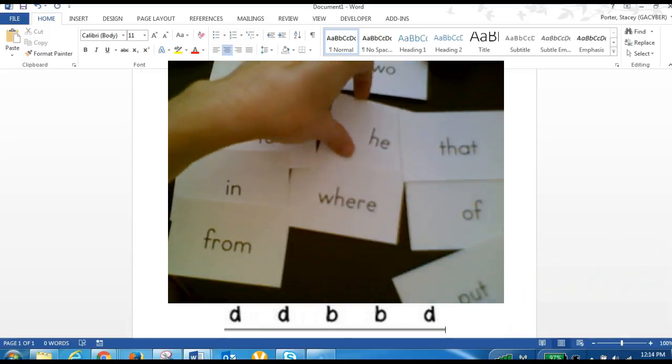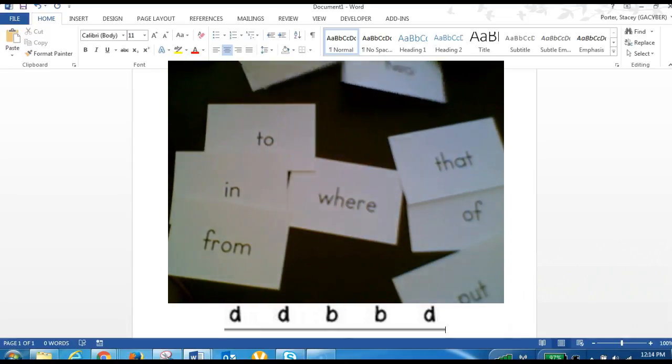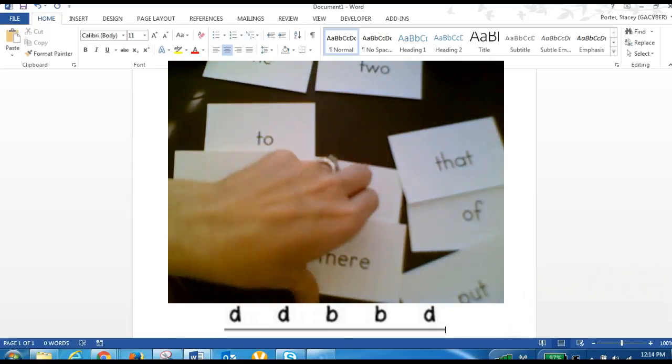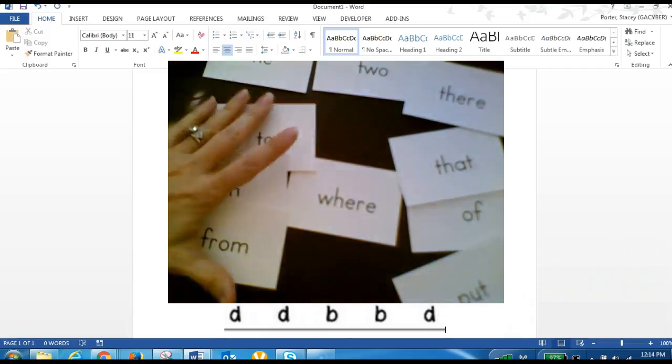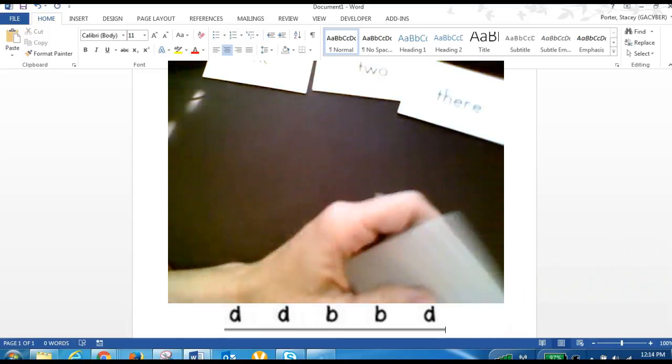Oh, I know. He has 2 hats over there. All right, so now let's put these up and start our sentence.